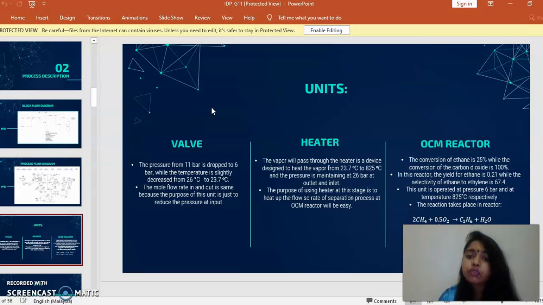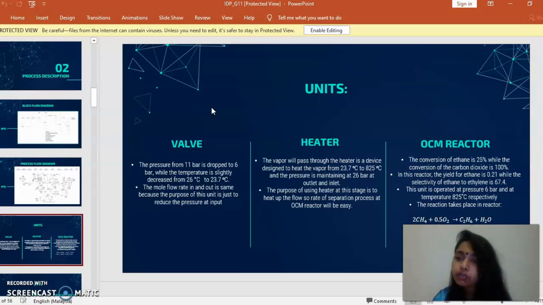Okay, and the same goes for the heater. The heater is a device designed to heat the vapor from 23.7 degrees Celsius to 825 degrees Celsius, and the pressure stays the same at 26 bar. The purpose of using the heater at this stage is to heat up the flow so the separation process at the OCM reactor will be easy.